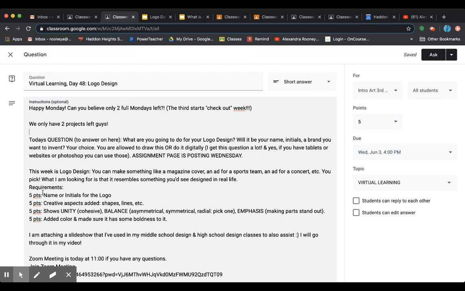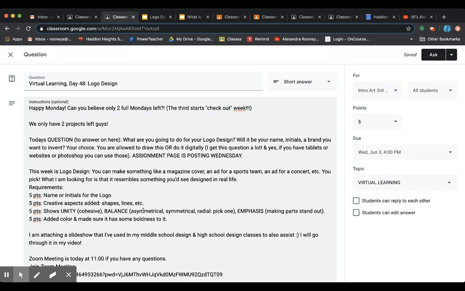So the requirements that I'm going to give you for this: you have to have the name or the initials for the logo. Creative aspects, like think about shape and line, things that we went over in the beginning of the school year. Does it have a contour line? Are you using symmetrical shapes? And then the biggest thing here is showing unity, making sure that the entire image is cohesive and blends together and matches. Essentially, that's what unity is.